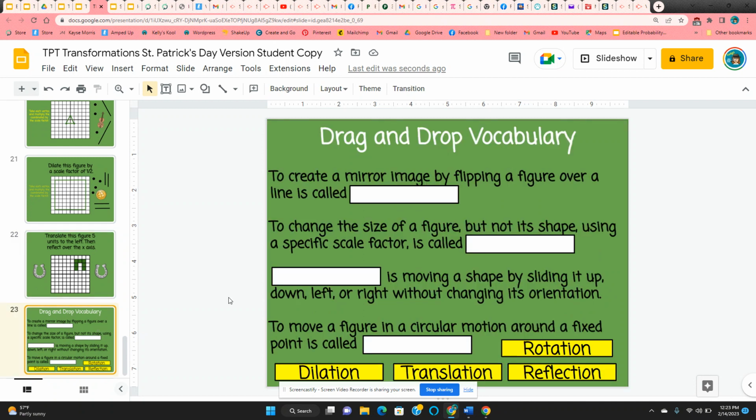Now the final slide just has the 4 transformations, and they're going to move them into place. So they just click and hold and put them into the correct place in the sentence frames. It's just a review of the definition of each of these transformations.